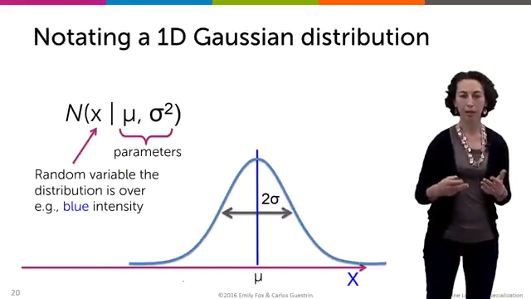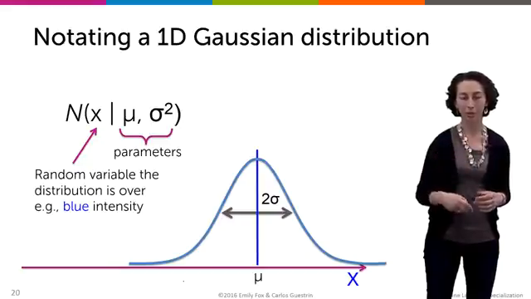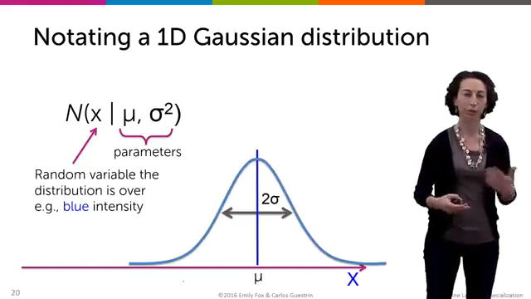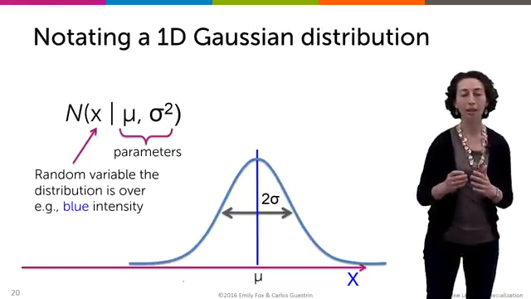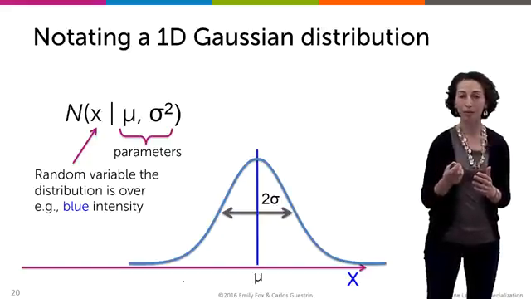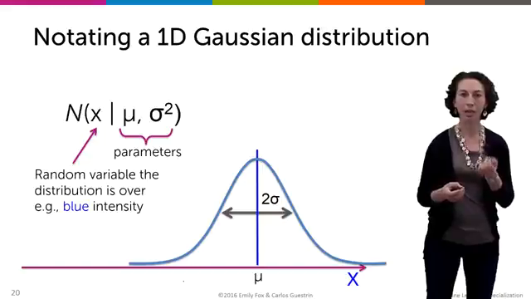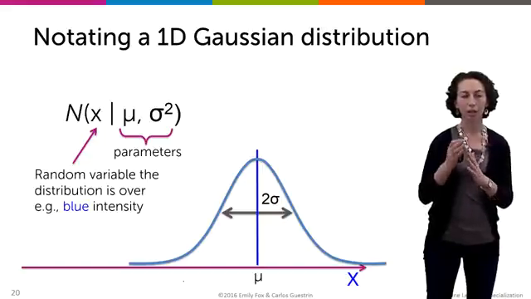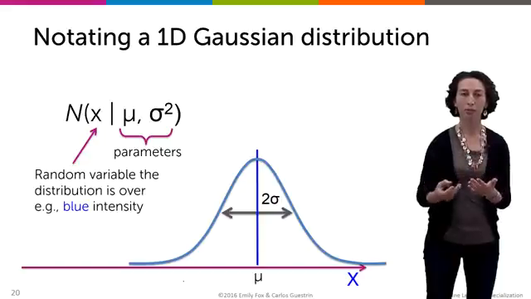And we're going to notate this Gaussian distribution as follows with this N. Sometimes the Gaussian distribution is referred to as the normal distribution. That's where the N comes in. And this x is going to refer to the random variable over which this distribution is placed. So in the example we're looking at, that's the blue intensity in the image. And then everything to the right of the bar represents the fixed parameters of the Gaussian, the mean and the variance.